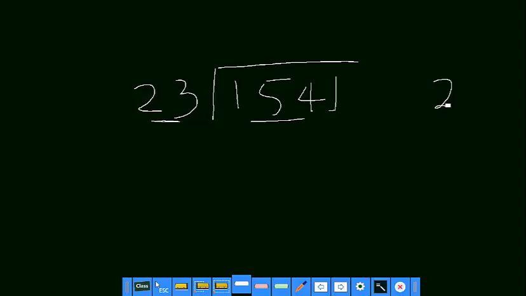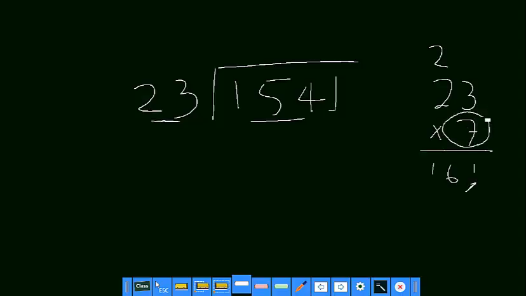That's 23 times 7. If we try to multiply that out, it's going to be 1 and carry 2, and 7 times 2 would be 14, plus 2 would be 16. You notice that 161 is greater than 154. So 7 is not okay, all right?